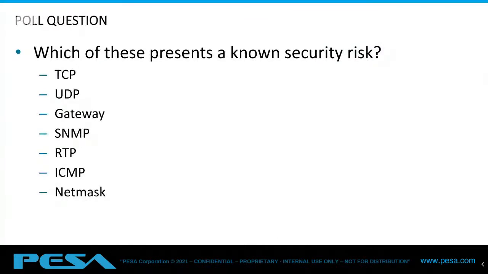So we have a few questions for you. Okay, everyone, we're going to conduct a poll. This is where you can take part in this presentation. The question is pretty straightforward. Which of these presents a known security risk? TCP, UDP, gateway, SNMP, RTP, ICMP, or netmask? So if you'll please pick what applies, respond, and in a short while, we'll come up with the poll results.